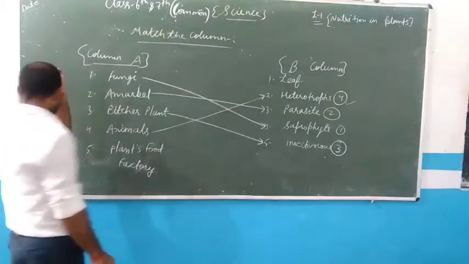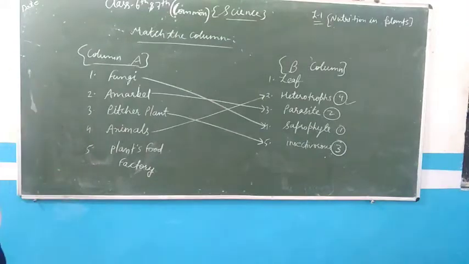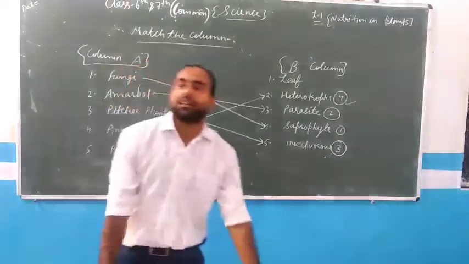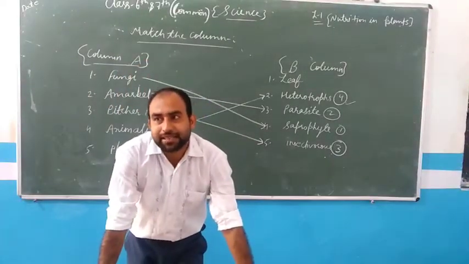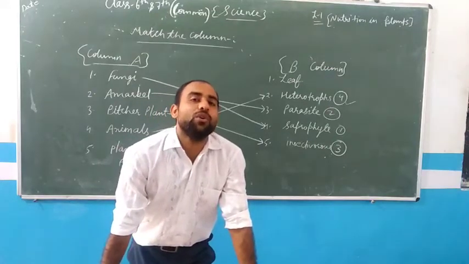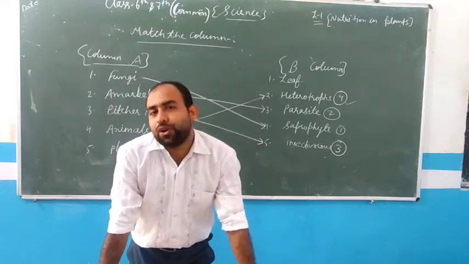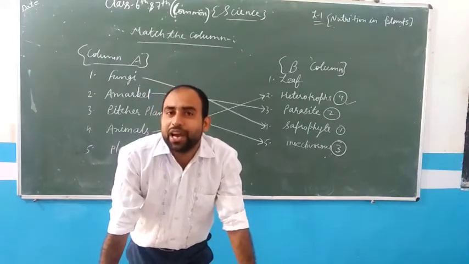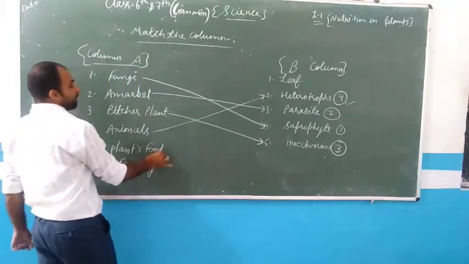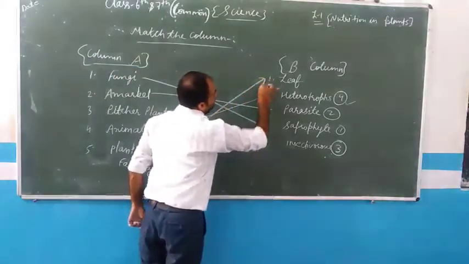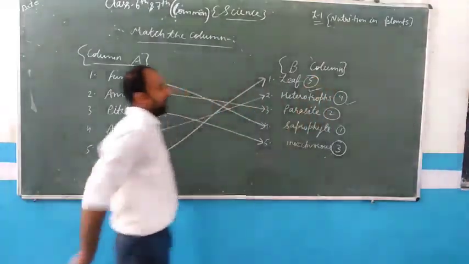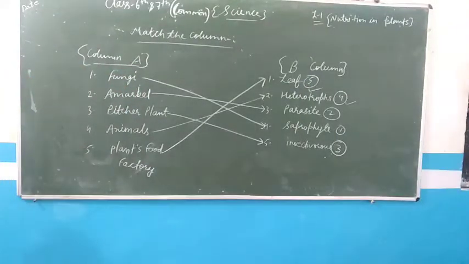After that, the fifth one is the plant's food factory. The part of the plant where the food is synthesized and photosynthesis takes place, you all know very well, is called what? Leaf. So the fifth one we can match with leaf, and this is the answer of the fifth.